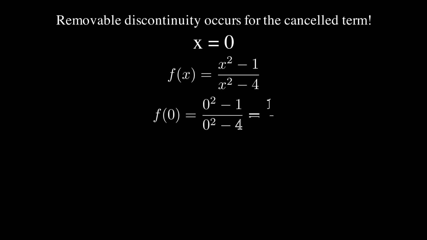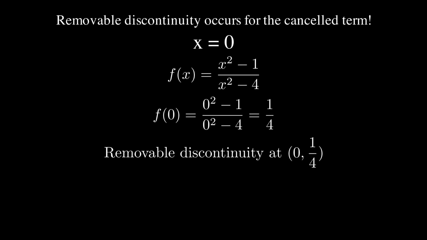Now part B says, find the point at which a removable discontinuity occurs. So the removable discontinuity occurs for the term that gets cancelled out from the rational function. So in this situation, we cancelled out the x. So that means a removable discontinuity occurs at x equals 0. And now we can plug in 0 into our expression for f of x to get that f of 0 equals 1 over 4. So that's the y value when x equals 0. So the point is (0, 1/4).